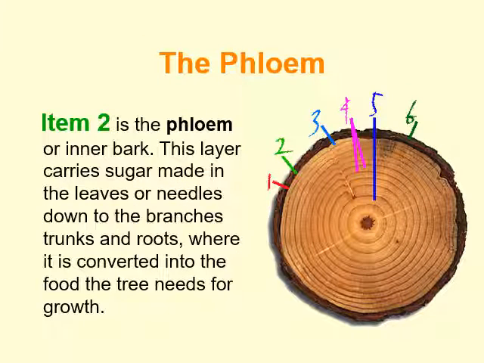So number 2, this is the phloem or the inner bark. This layer carries sugar made in the leaves or needles down to the branches and trunks of the roots where it's converted into food the tree needs for growth. So phloem, even though it starts with a P, kind of sounds like F. So phloem transports food, essentially, or transports the sugar made in the leaves through photosynthesis that we talked about earlier this year down to the roots.